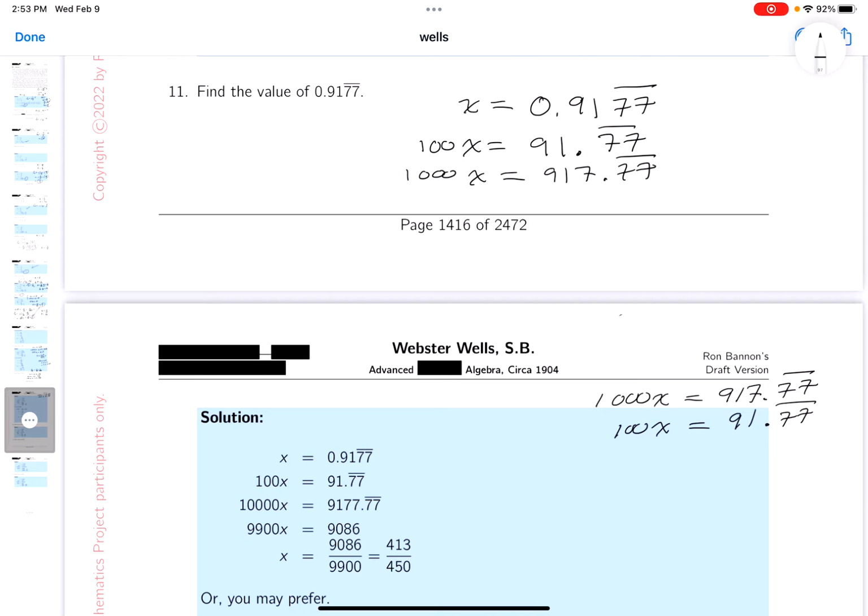Then what I do is subtract. The left side's pretty easy to subtract, and you get 900x. Now what do you get over here? The decimal points definitely disappear, the 0.77s are all disappearing. So what I'm left with is 917 minus 91.